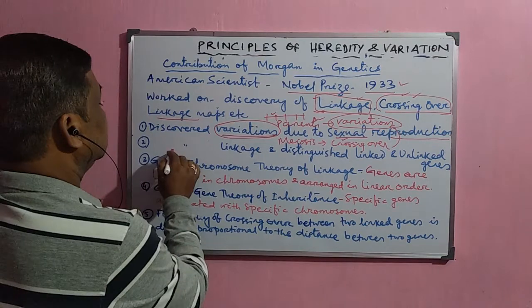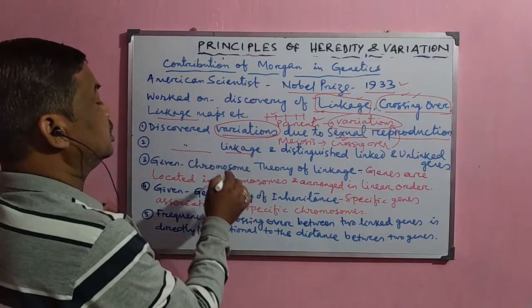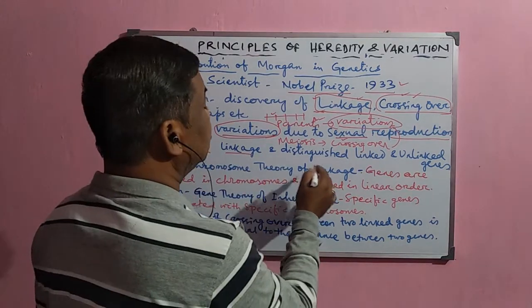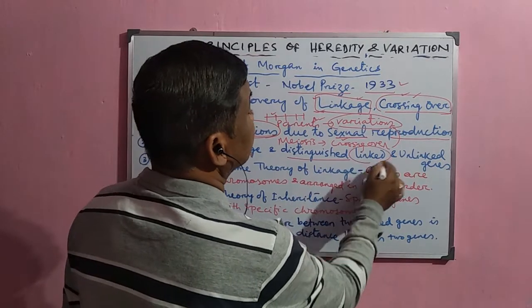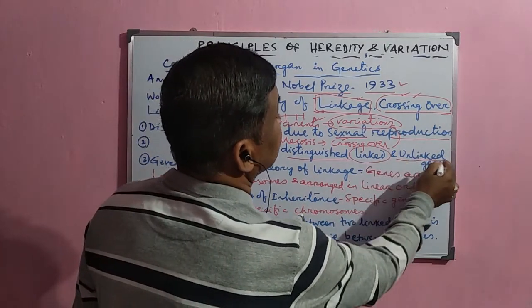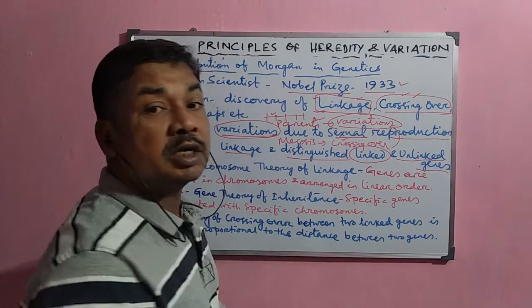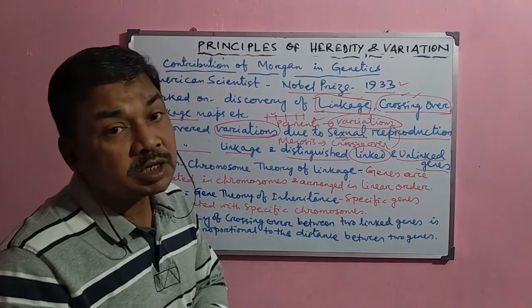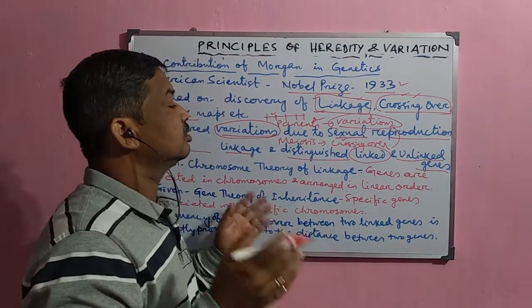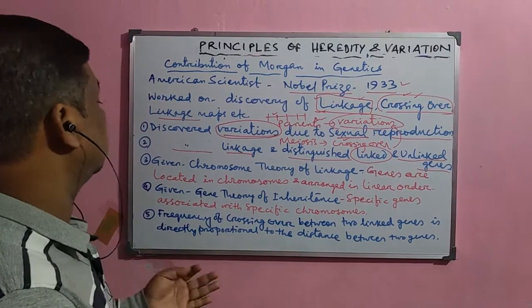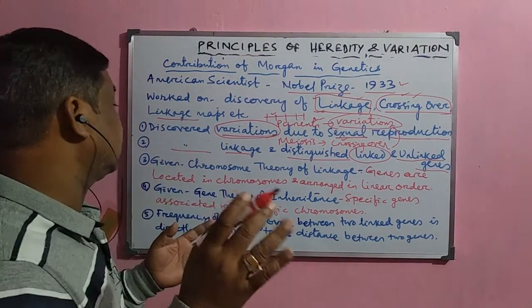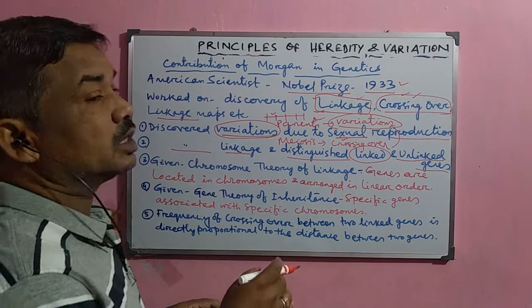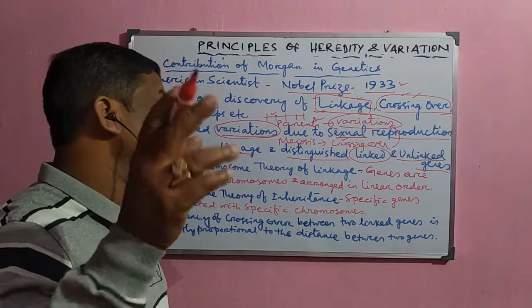Now, he also discovered linkage and distinguished the linked genes from the unlinked genes. The genes present in the same chromosome are the linked genes, and the genes which are not in the same chromosome are called unlinked genes. But the linked genes are also sometimes separated from one another by the process of crossing over.